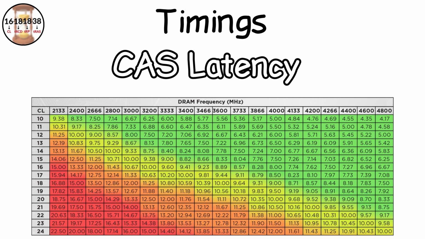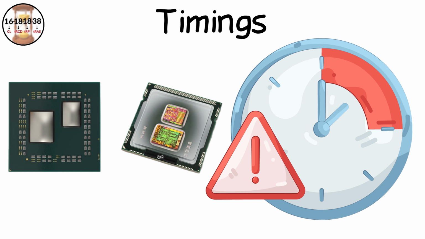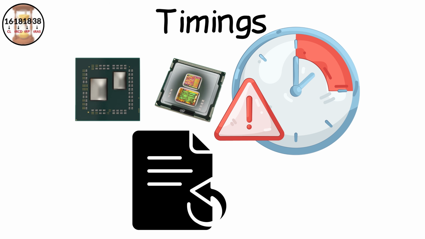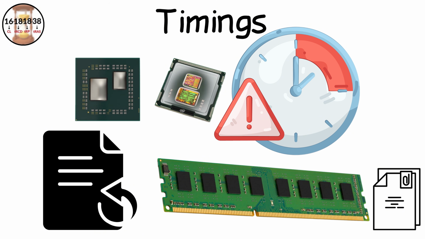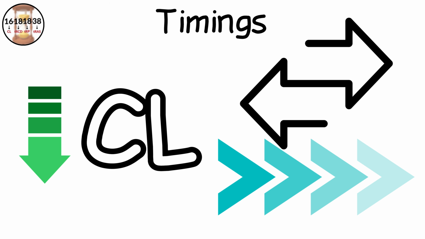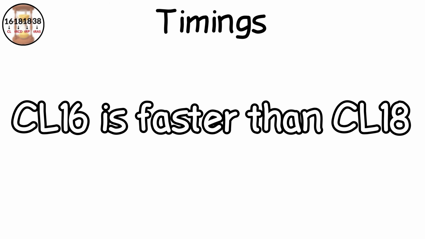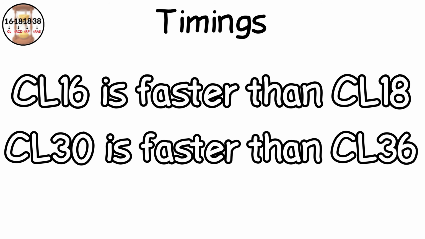CAS latency, written as CL, is the most important timing number. It represents the delay between when the memory controller requests data and when the RAM starts delivering it. Lower CL numbers mean faster response. CL16 is faster than CL18. CL30 is faster than CL36.